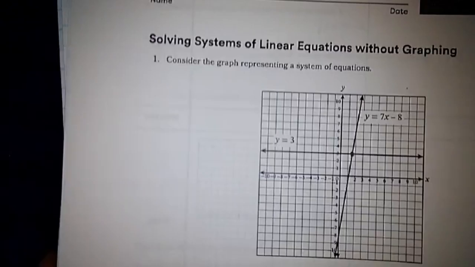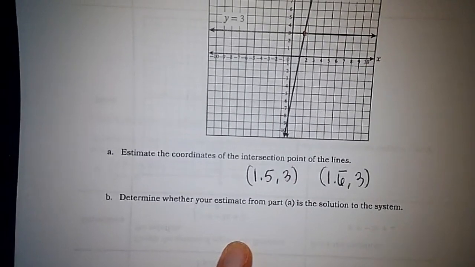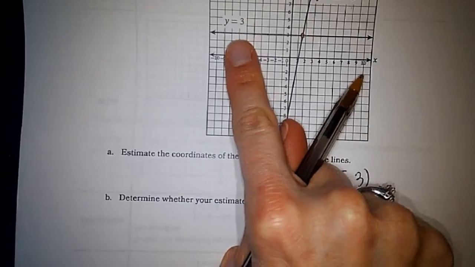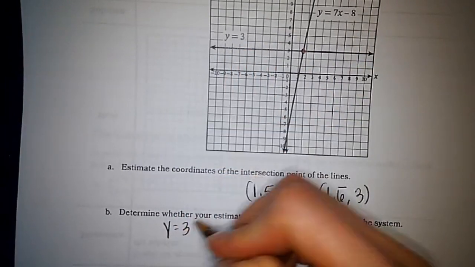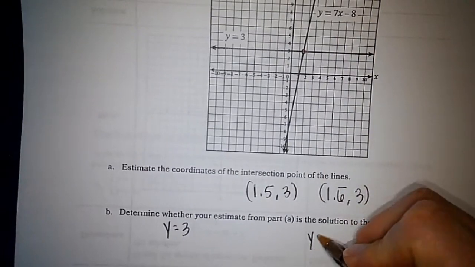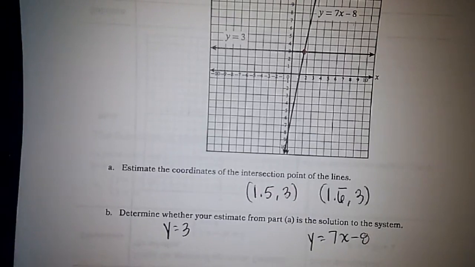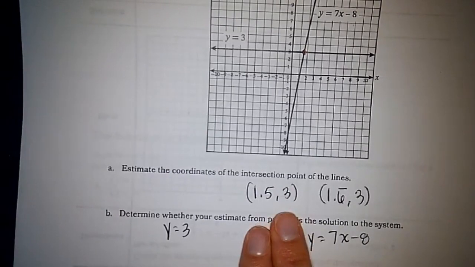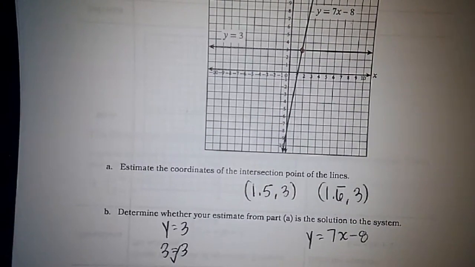Okay. Now, we're going to determine whether or not these are solutions to our system. Now, we know how to do this. So let's look at the equations. Ready? So you have y equals 3, and you have y equals 7 times x minus 8. What do we know how to do when we're given a coordinate point? Plug it in. We're substituting it in. So what goes where the y is? 3. So does 3 equal 3? Yes.